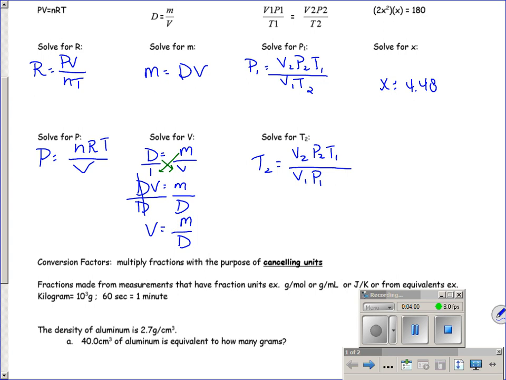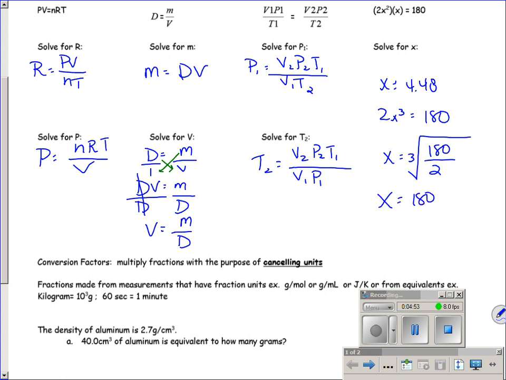Here is where students make a mistake: they don't understand that 2x squared times x is not 3x squared. 2x squared times x is 2x cubed. If we were adding those, it would be 3x squared. But when we multiply like that, what we end up with is 2x cubed equals 180. So if we isolate the variable x, we have to divide 180 by 2 to isolate the x cubed, and then to isolate the x, we're going to take the cube root of that.